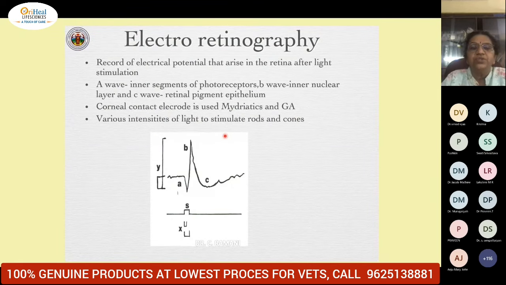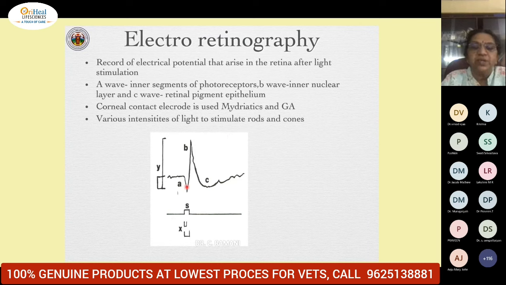Electroretinography is in fact one of the most important diagnostic tests which you have to do prior to cataract surgery. In fact, many equipments are now available in the market just to do a pre-operative electroretinography. So in the clinical setting, it is electroretinography, or the electroretinogram.